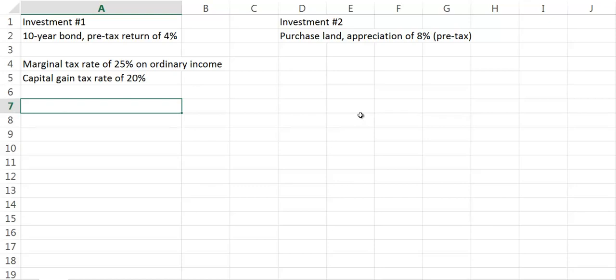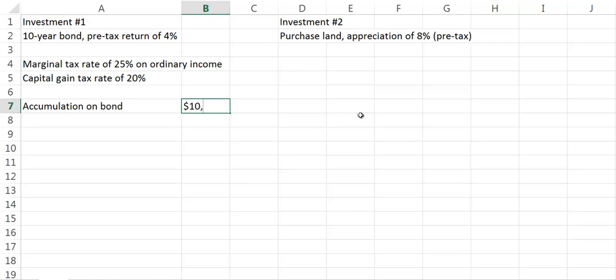So the first thing that we have to do is understand how to calculate the amount of the accumulation on the bond. Okay, so it's a $10,000 bond. I didn't put that here in my information, but we have a $10,000 bond, and that $10,000 bond is going to pay a return of 4%. So we're going to just do 1 plus an interest rate of 4%.